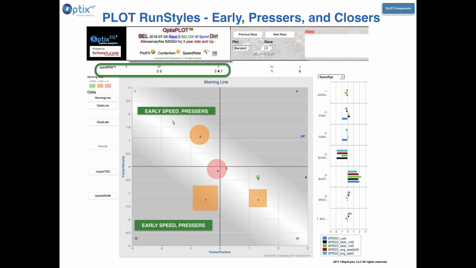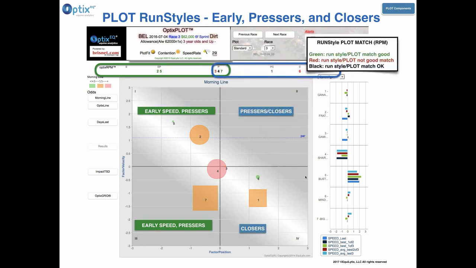So I wouldn't upgrade him, even though he's a big square, and people just go, hey, he's a big square and he should have the best late pace. You have to look at the dynamics of the race, right? You have to look at the run styles of the horses, and this is what we try to do.